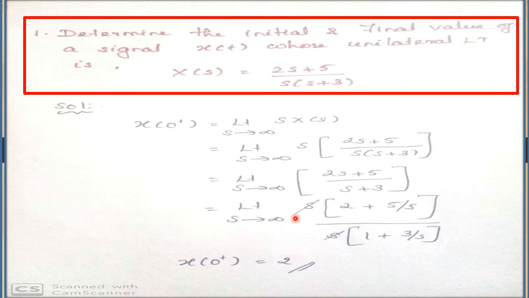So what we are doing is, in the numerator take s outside. So you will be getting 2 plus 5 by s. Similarly, in the denominator also take s outside. So you will be getting 1 plus 3 by s. This s and this s get cancelled. Now we have to apply the limit. So 1 by infinity equal to 0. Therefore, the answer is 2 divided by 1, that is equal to 2. So the initial value is 2.